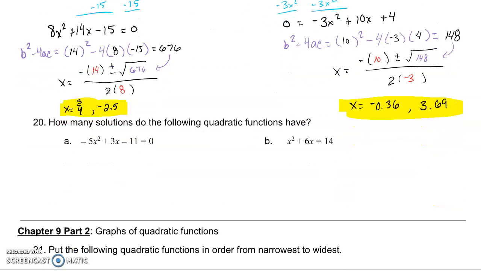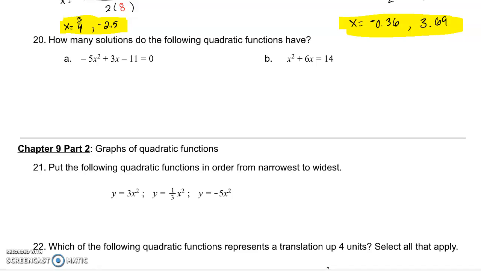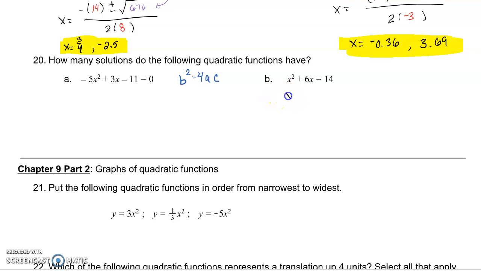For number 20, this was just how many solutions. In this case, when we're asking how many, all we care about is b squared minus 4ac. It doesn't change the fact that we need these in standard form first. So part B, we would have to first put in standard form, write it as x squared plus 6x, subtract 14 from both sides, minus 14 equals 0.